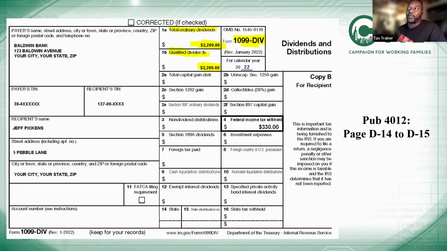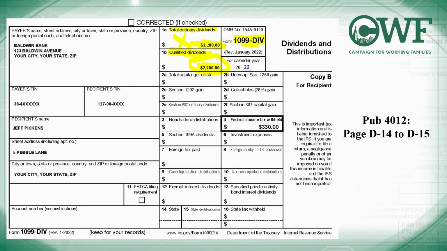The qualified dividends just breaks out how much of this box I'm going to tax at a lower rate. It's all the same money. It just breaks out how much of this box I'm going to tax at a lower amount. Any questions around that? Sometimes people think that this is 4,400. It's all the same money.